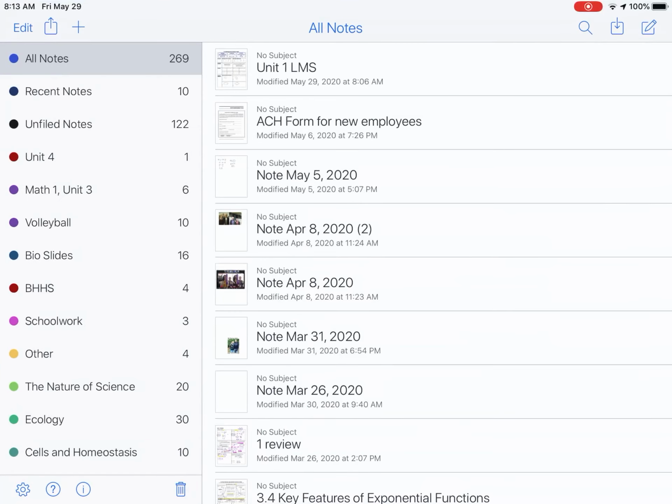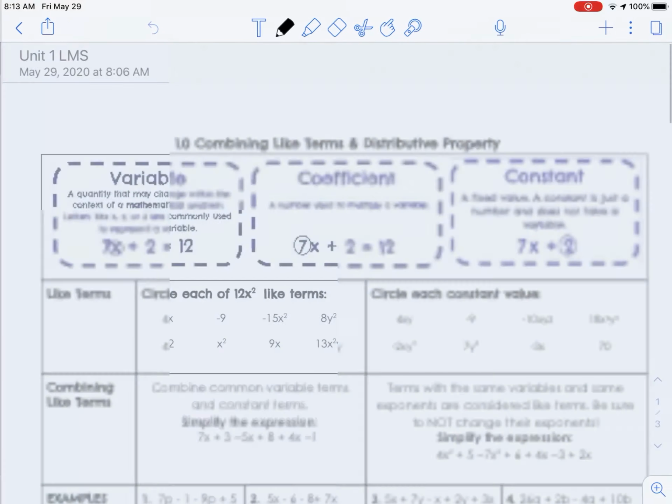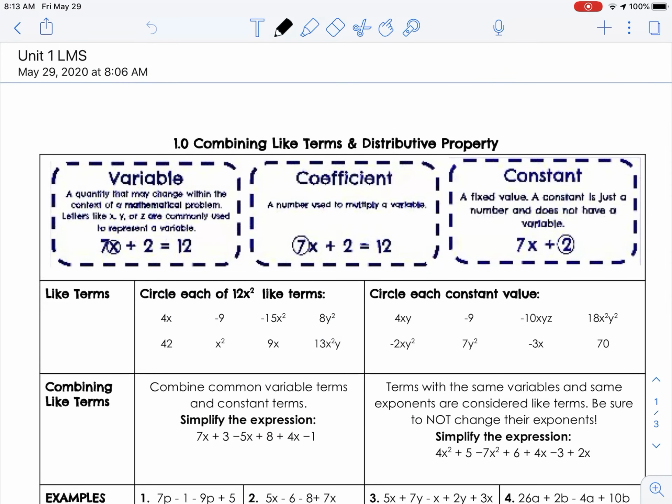And we're going to start with 1.0a. And we're going to be combining some like terms. So make sure your notes look like this. I'm going to use purple today. And let's just define some terms first.